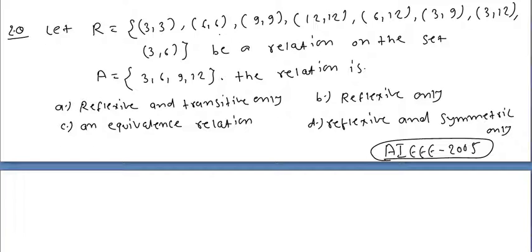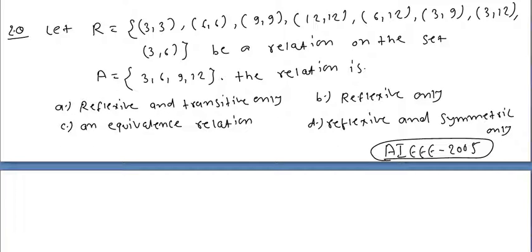Now 6 6, just check whether there is any ordered pair starting with 6. Here is 6 12; check whether 6 12 is available or not. 6 12 is the same here. For 9 9, just check, there is none available. For 12 12, not available. And 3 12 is not available.